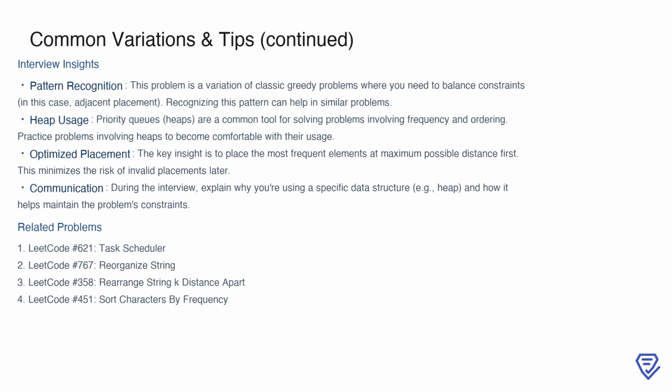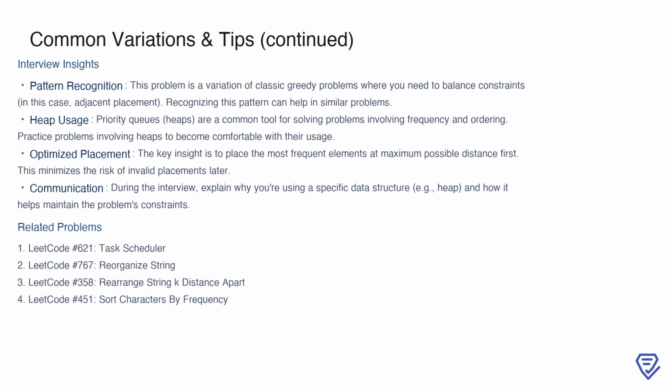A key insight for this problem is to prioritize placing the most frequent elements at the maximum possible distance first. This strategy reduces the risk of invalid placements later in the process. During an interview, it's also important to communicate your thought process clearly. For example, explain why you've chosen a particular data structure, like a heap, and how it helps maintain the constraints of the problem. Finally, exploring related problems like LeetCode number 621 Task Scheduler, number 767 Reorganize String, number 358 Rearrange String k Distance Apart, or number 451 Sort Characters by Frequency can help you recognize similar patterns and refine your approach.